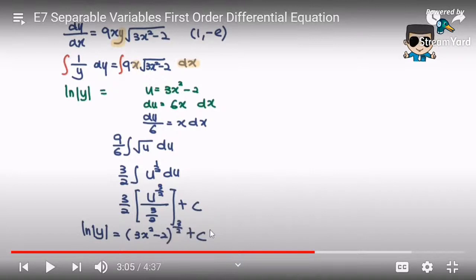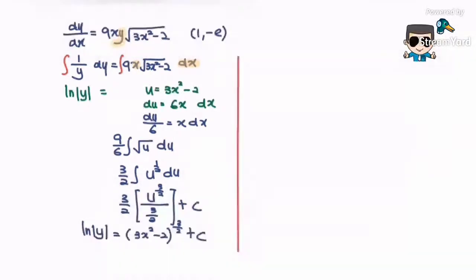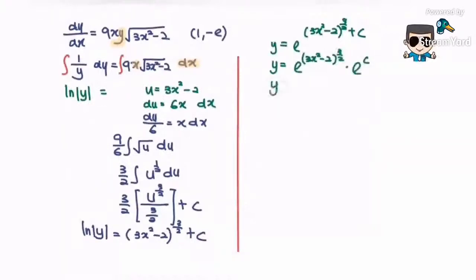So express the situation in terms of x, y in terms of x. So we will have y is equals to e to the power of (3x squared minus 2) to the power of 3 over 2 plus c. By using the properties of log and indices, y is equals to e to the power of (3x squared minus 2) to the power of 3 over 2 multiplied with e^c. So in here, y will be equals to a multiplied with e to the power of (3x squared minus 2) to the power of 3 over 2. So in here, we're going to find the a.